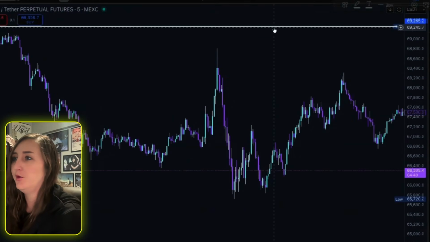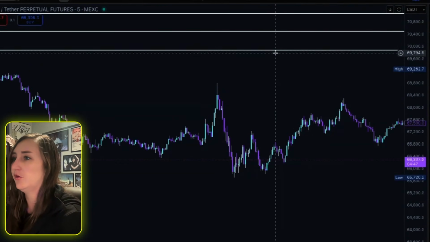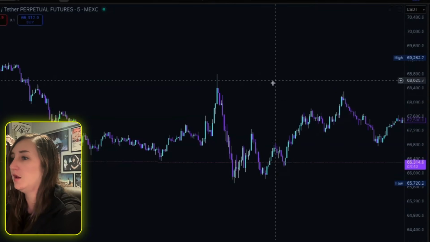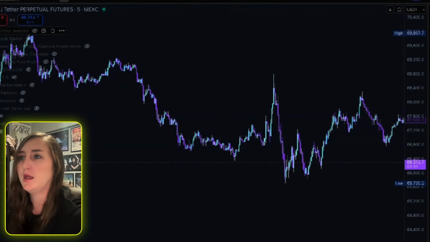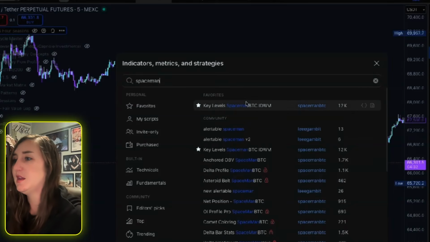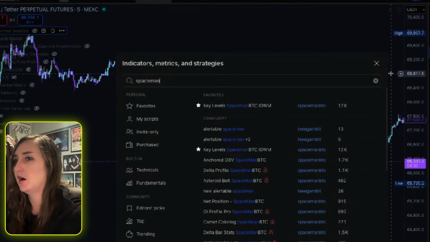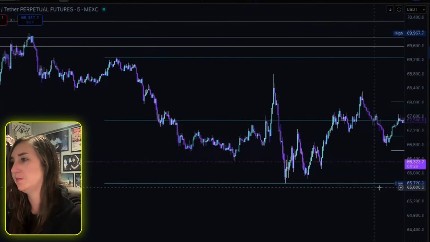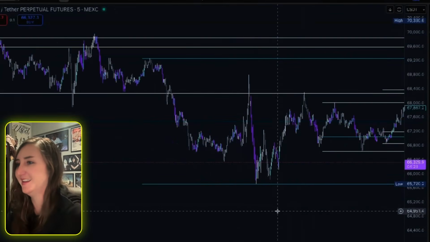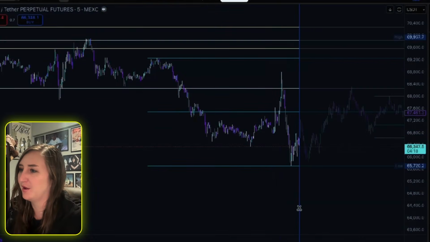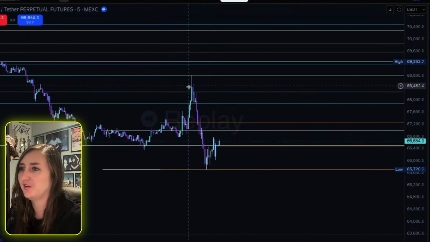And if you're not looking to draw all these lines or zones, which is helpful and great for practice, there is a TradingView indicator called SpacemanBTC key levels right here. If you just pull this up here, okay, look, here's all your lines. Isn't that great? I'll just show you how it appears, right? Here's all your lines that we were drawing.